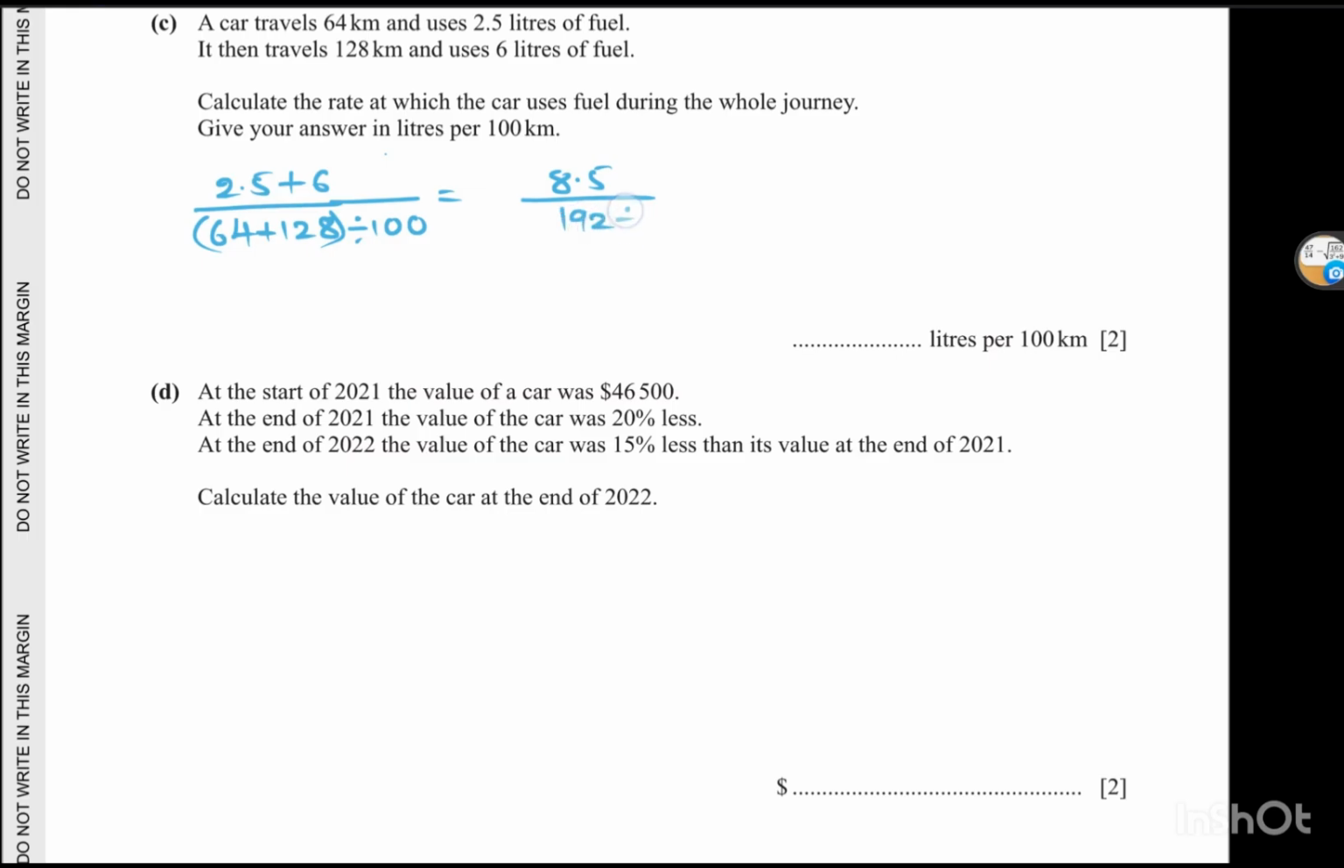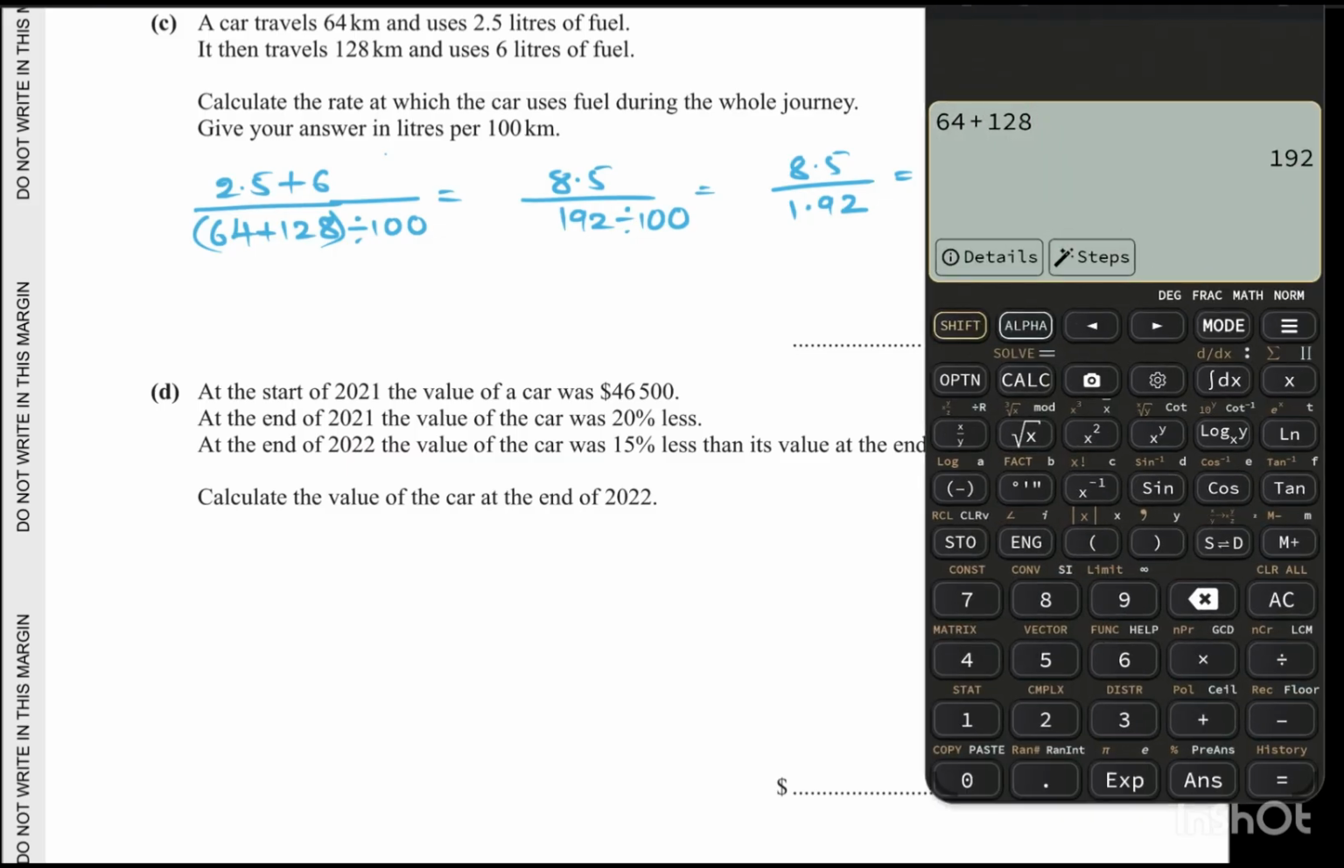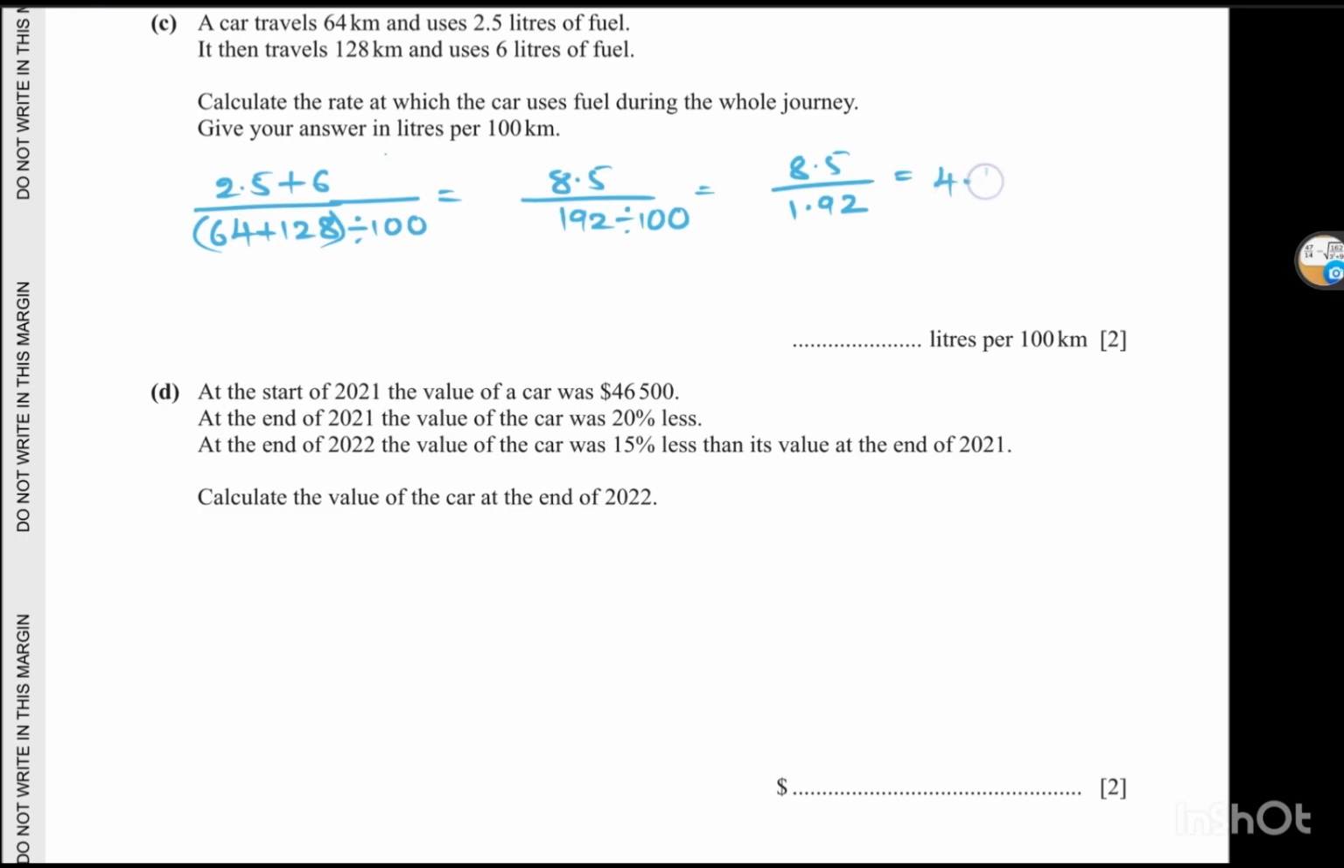192 divided by 100, so you get 8.5 divided by 192 divided by 100, which will be 1.92. This you can do mentally because it's division by 100. So just use this in the calculator and find out. It's 4.427083. So you can write it as 4.43 liters per 100 kilometers. So this will be the answer, 4.43.